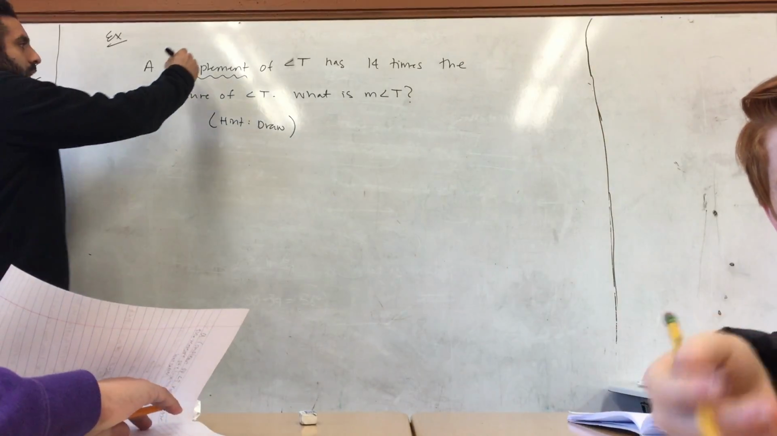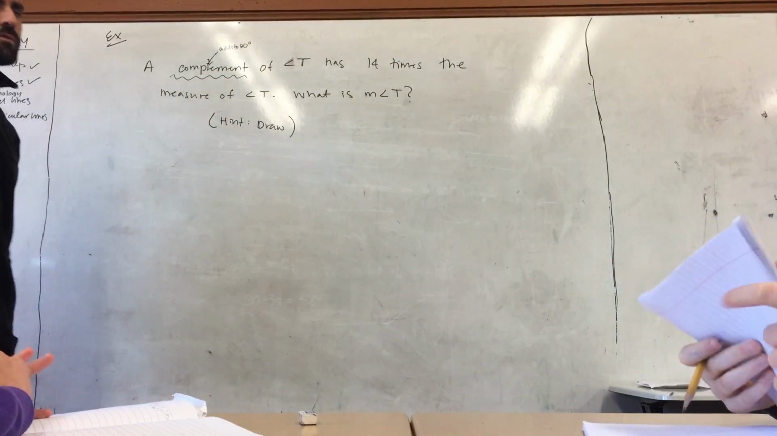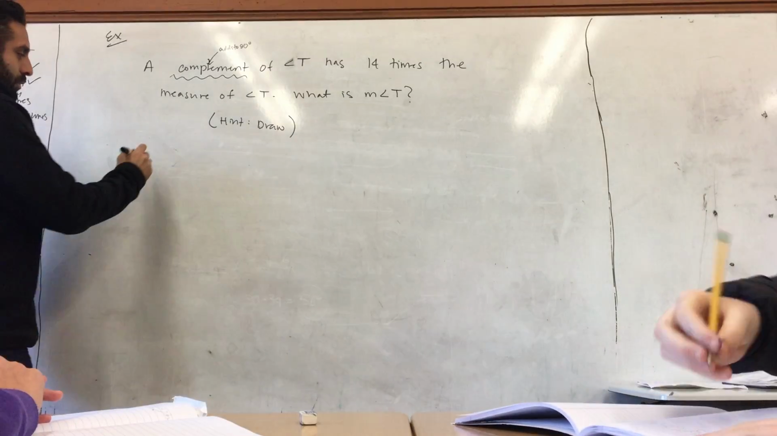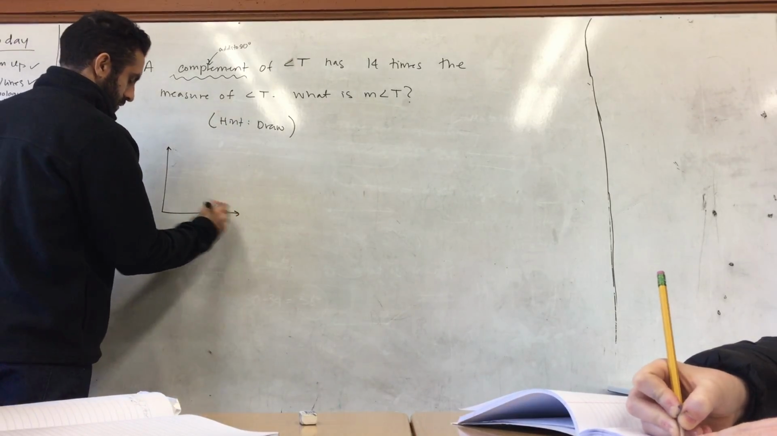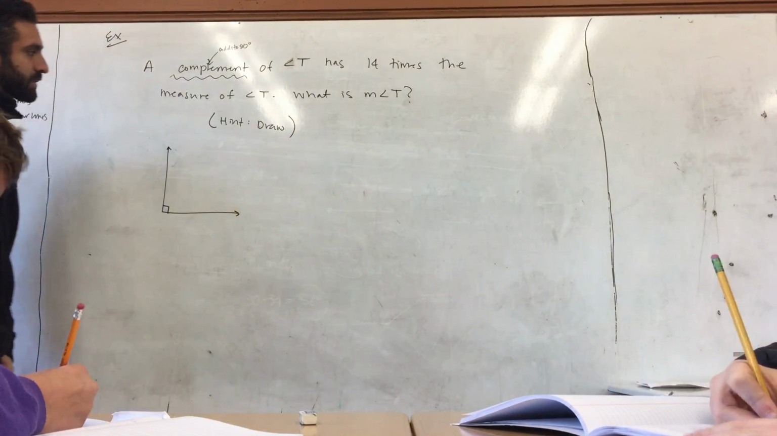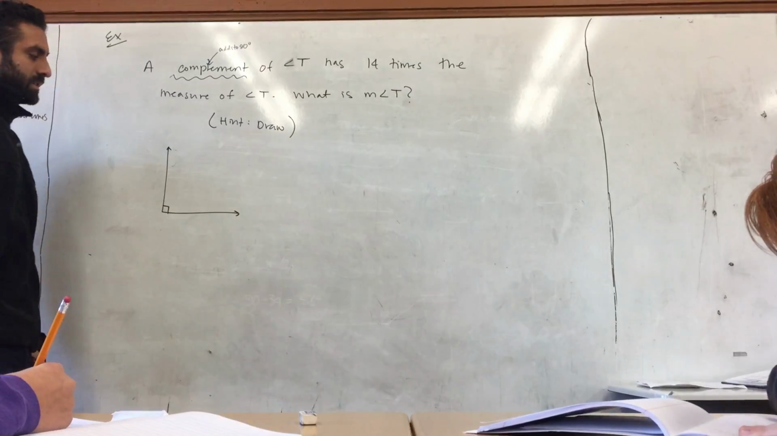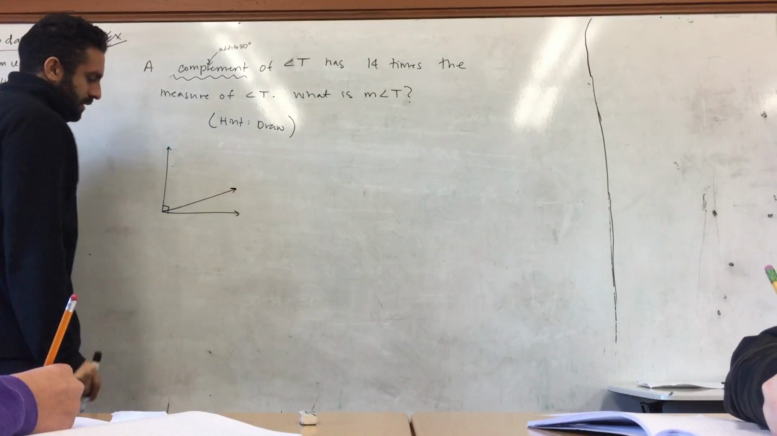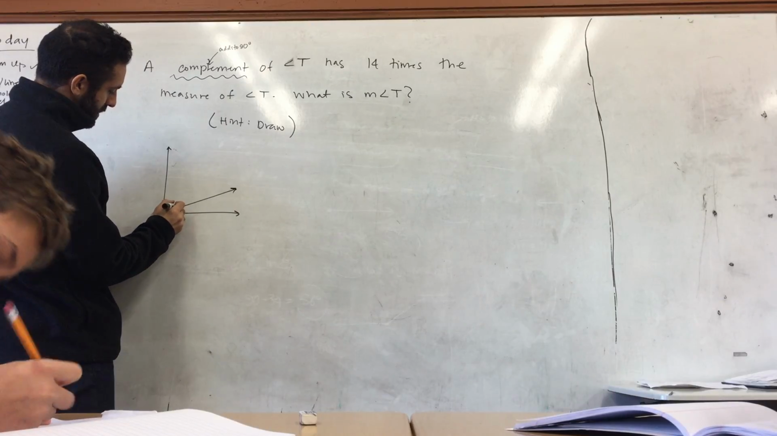Complement means adds to 90. That's important information that we need. So we can draw this as our 90. It's 14 times bigger than t. I would draw it maybe like that. If we call this angle t, what do we call this other angle?